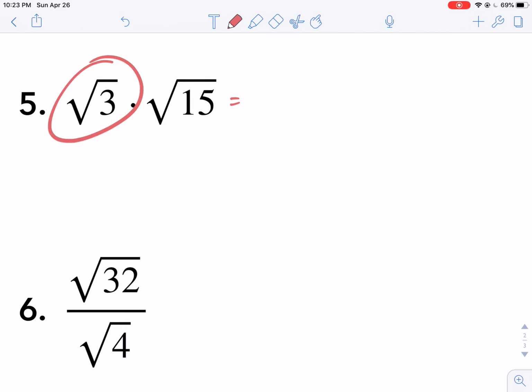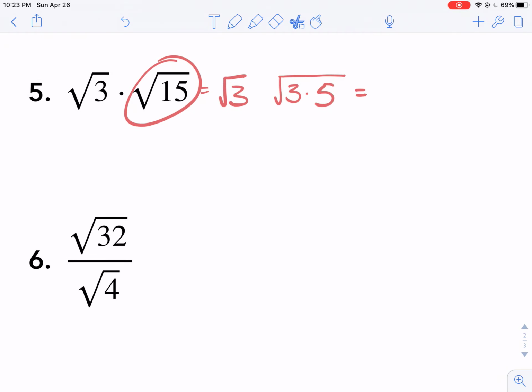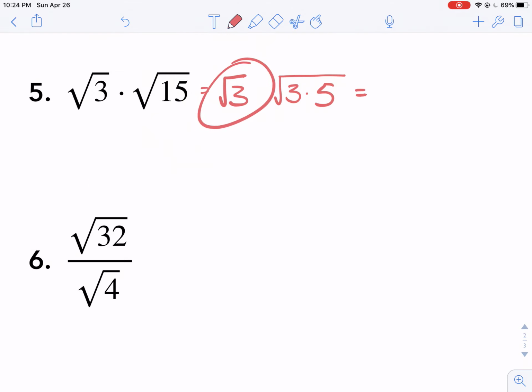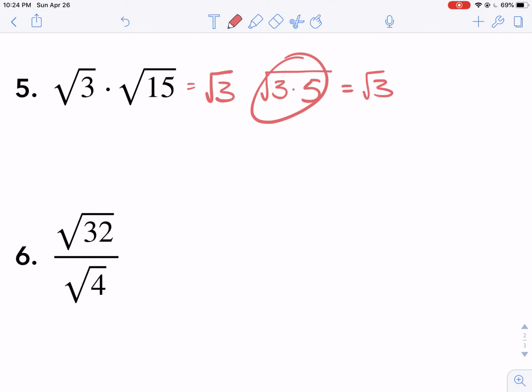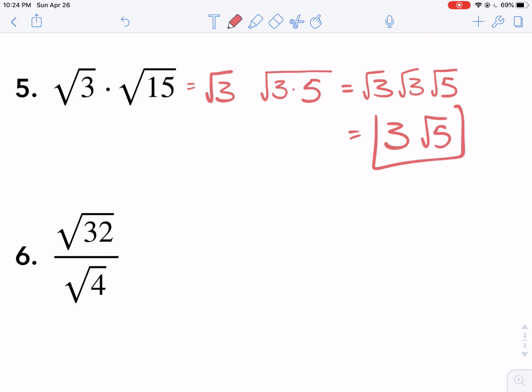So we're going to keep the square root of 3 the same. Cool. And now we're going to mess with the square root of 15. Well, that's the same thing as the square root of 3 times 5. And now we can split that radical up. So keeping our square root of 3 the same, that's the square root of 3. And then we can split this guy into the square root of 3 times the square root of 5. Yay! Next, the square root of 3 times the square root of 3. Well, that is 3. Times the square root of 5. All done.